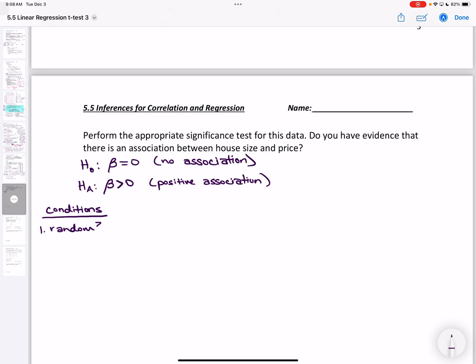Is this random data? It was not stated, so I'm going to say no. So the data may be biased, and I'll include that as a limitation if I was presenting this. Wait, so we don't have to do that whole thing where we have to do the CLT? So that's normal. That's normal, right.